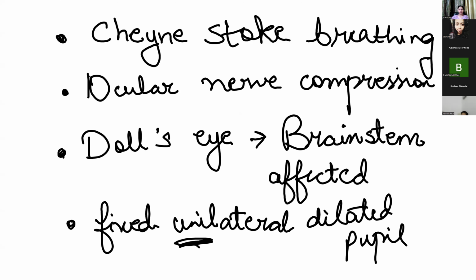Yes. How do we observe or assess Cheyne-Stokes breathing or optic nerve compression and dilated pupils? Yes. I didn't get your question, what are you trying to ask? Like if the patient has Cheyne-Stokes breathing, then how can we assess that he or she is having this problem?